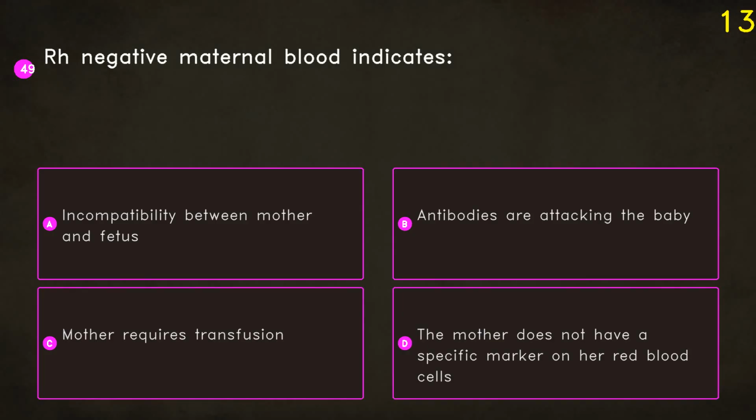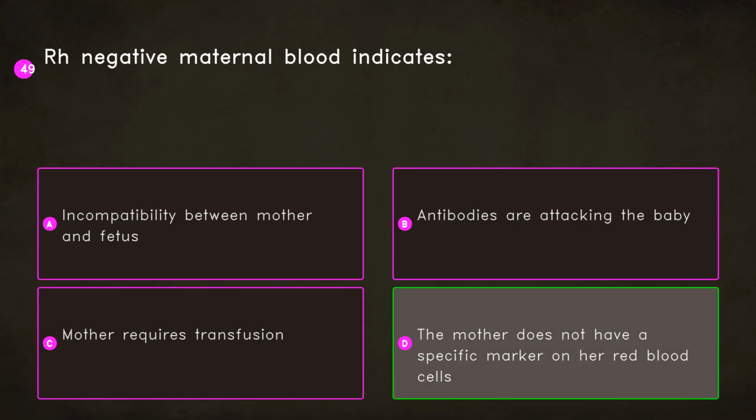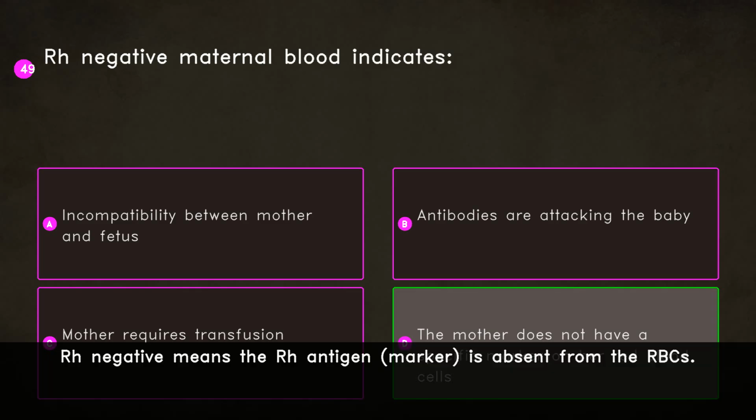Question 49. Rh-negative maternal blood indicates: A. Incompatibility between mother and fetus. B. Antibodies are attacking the baby. C. Mother requires transfusion. D. The mother does not have a specific marker on her red blood cells. The correct answer is the mother does not have a specific marker on her red blood cells. Rh negative means the Rh antigen marker is absent from the RBCs.